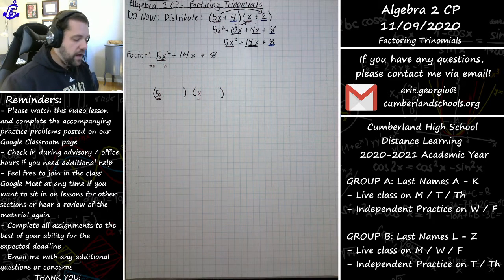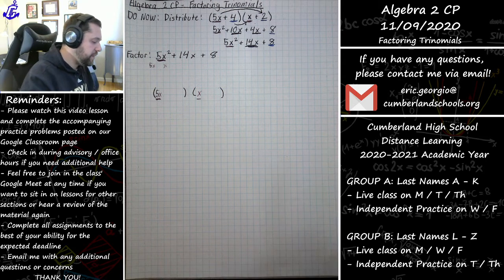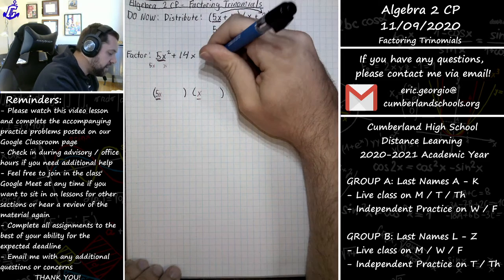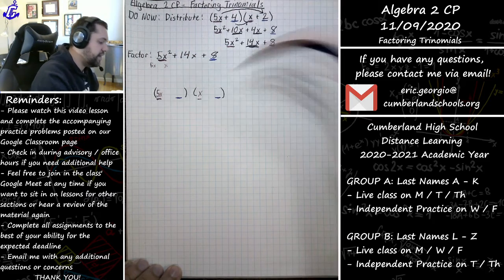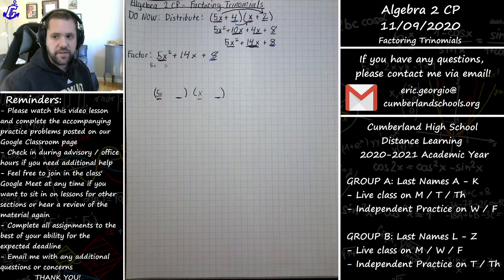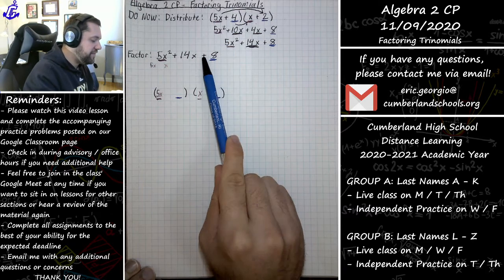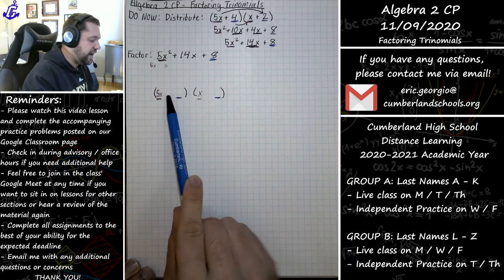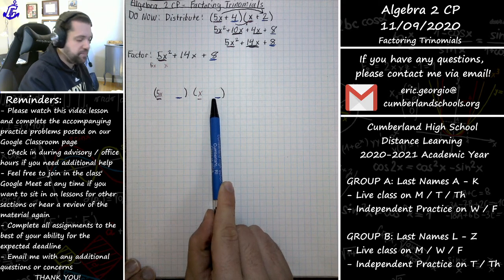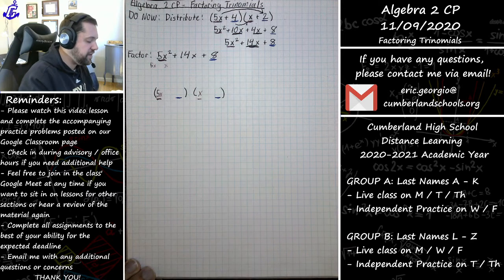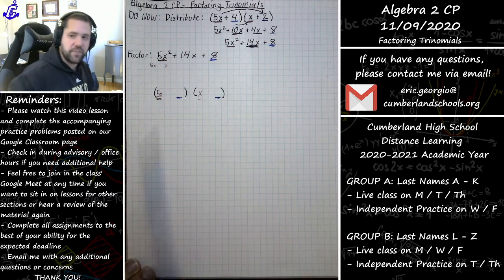Correct? How can we get this plus 8 at the end? Well, if you remember, this plus 8 comes from multiplying this and this together, correct? The fact that it's positive means that either both of these signs have to be positive or both of these signs have to be negative, because positive times a positive will give you a positive and negative times a negative will give you a positive.